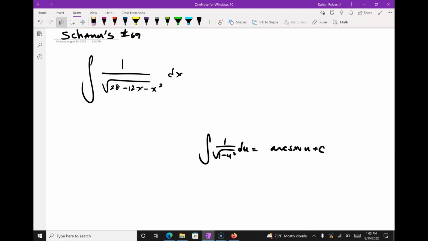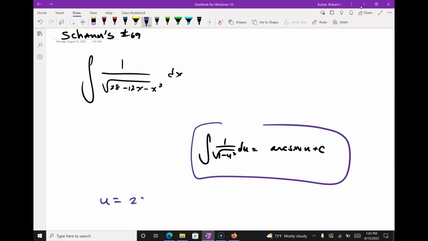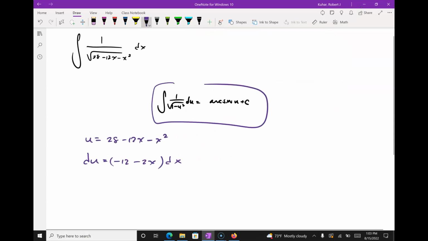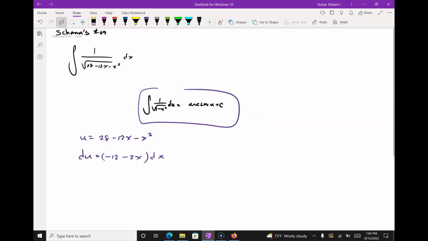Of course, before I went here, I tried a u-sub, because there's a clear inside. If I look at this inside, I get a du of negative 12 minus 2x. And sure, I can get the negative 12 by multiplying by negative 12, but I can't add in an x, I can't add in a variable. So I'm hoping I can complete the square instead. So this failed.